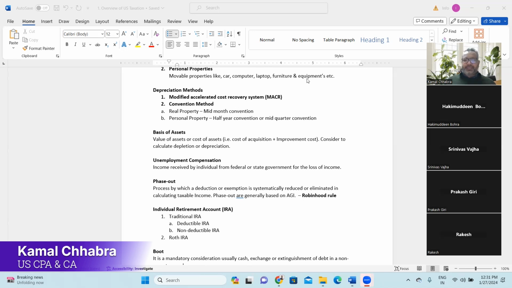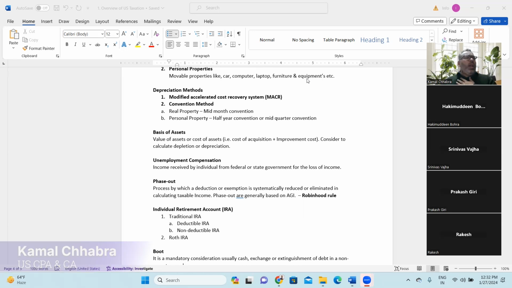But in MACRS, there are conventions. There are two types of convention: one for real property and the second for personal property. For real property, it is the mid-month convention, and for personal property, there are two types of convention: one is the half-year convention, and one is the mid-quarter convention.